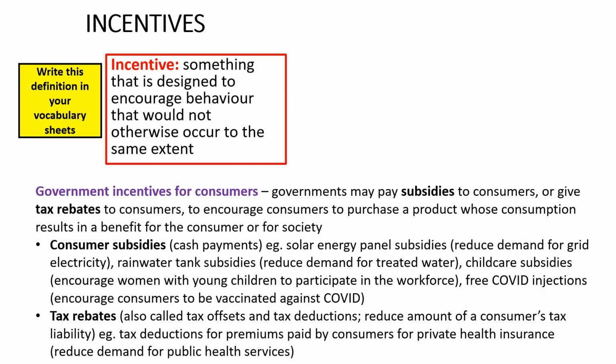Similarly, the government pays consumer subsidies to consumers who install rainwater tanks. This encourages consumers to install rainwater tanks because the government payment reduces the cost of rainwater tanks for consumers, and so consumers are more likely to install rainwater tanks. And the government pays childcare subsidies to consumers who put their children in childcare. This encourages consumers to put their children in childcare because the government payment reduces the cost of childcare for consumers, and so consumers are more likely to put their children in childcare.